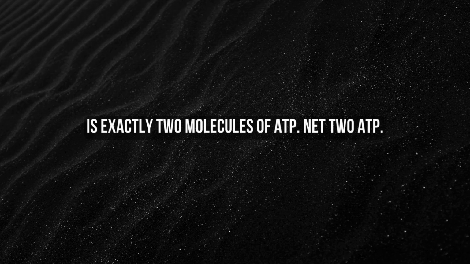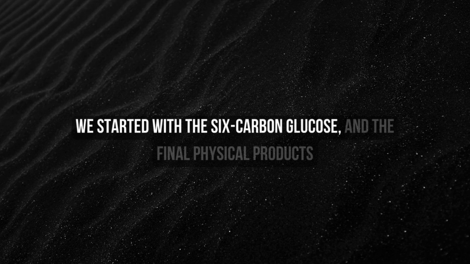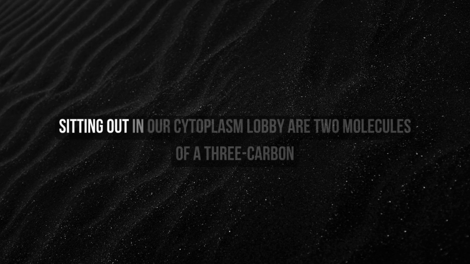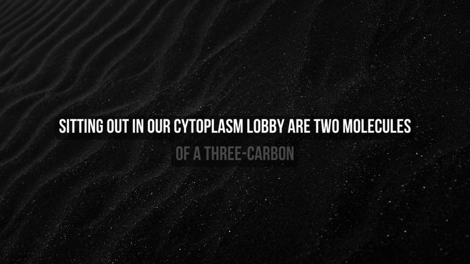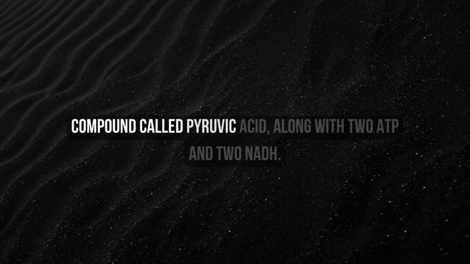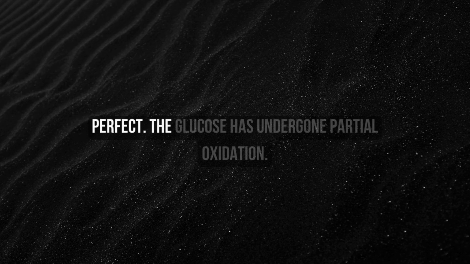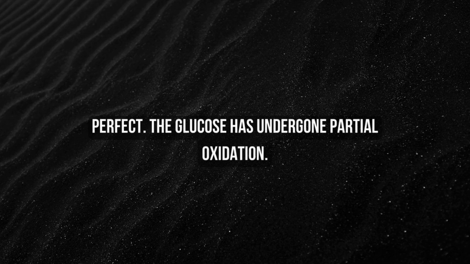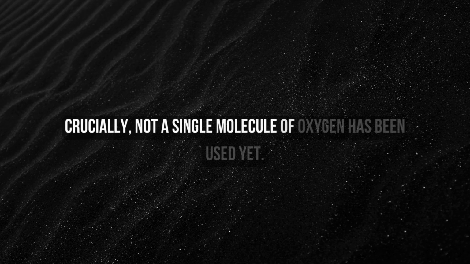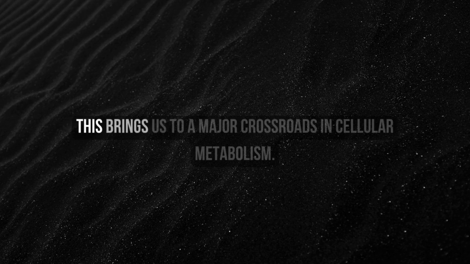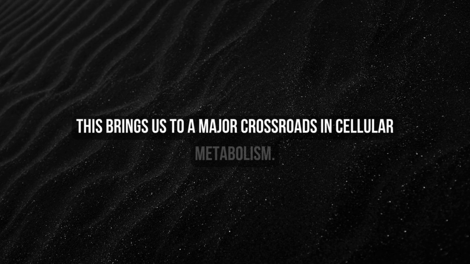Net 2 ATP. We started with the 6-carbon glucose, and the final physical products sitting out in our cytoplasm lobby are 2 molecules of a 3-carbon compound called pyruvic acid, along with 2 ATP and 2 NADH. Perfect. The glucose has undergone partial oxidation. Crucially, not a single molecule of oxygen has been used yet. This brings us to a major crossroads in cellular metabolism. We're entering part 3, the crossroads.